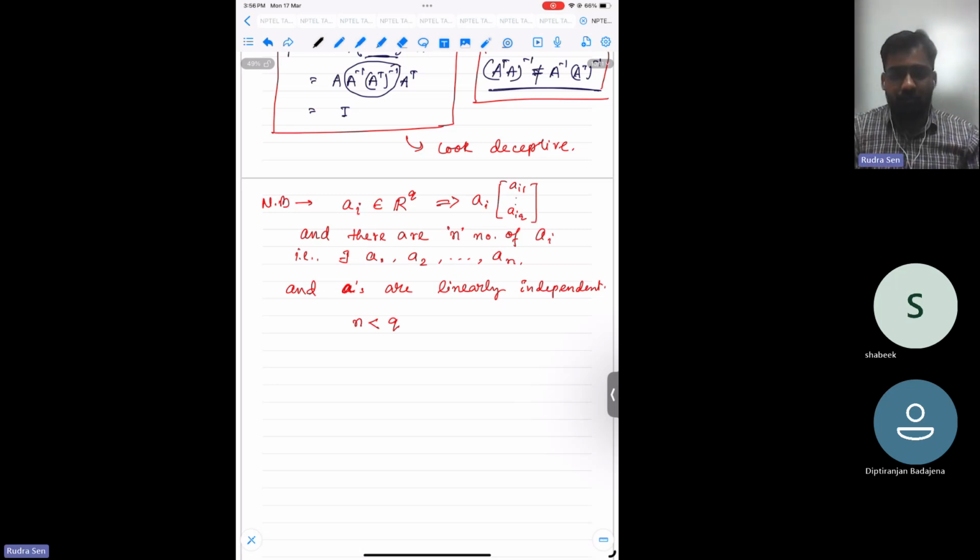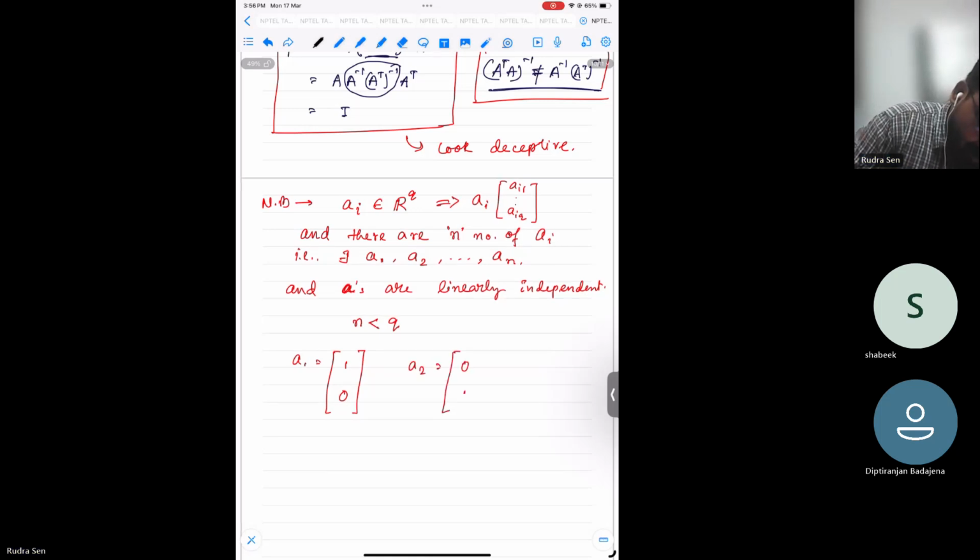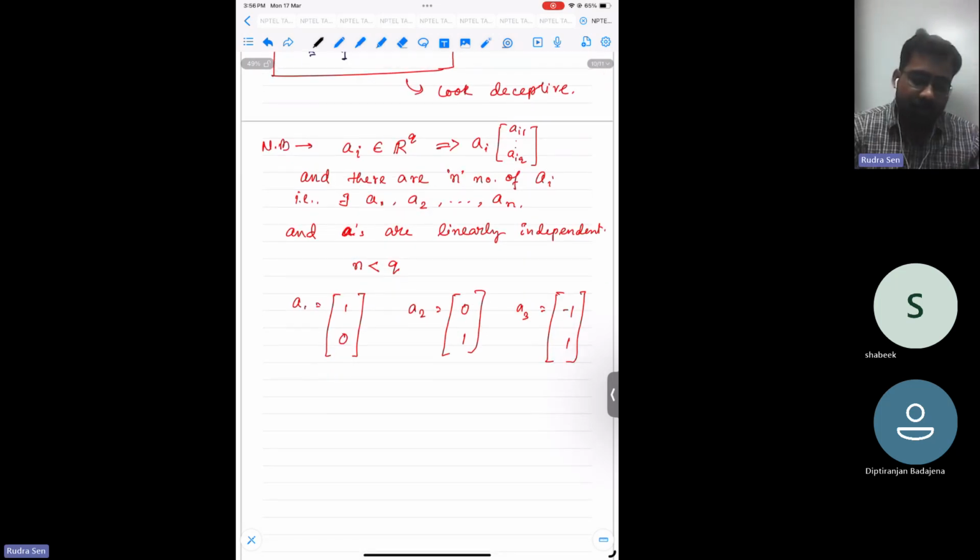Why is n less than q? Because if n is greater than q, let's say a1 is something like 1, 0. A2 is something like 0, 1. And let's say I have a vector a3, which is something like anything, -1, 1. Is it possible that these three vectors are linearly independent? No, sir. It will never be possible, right?